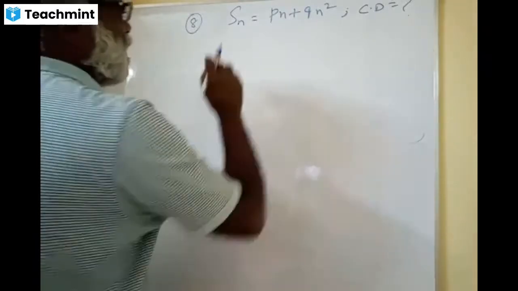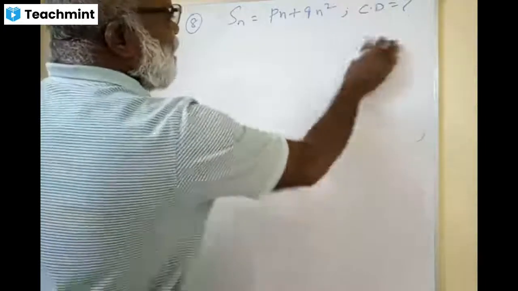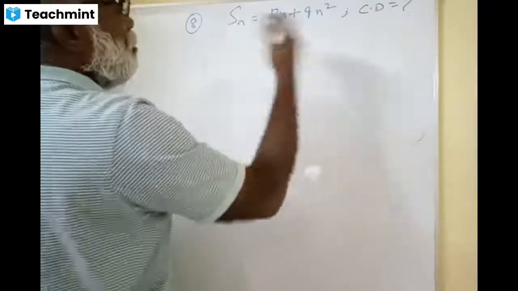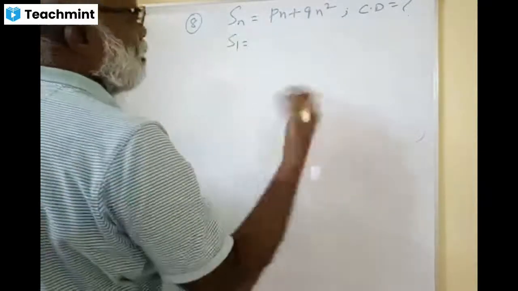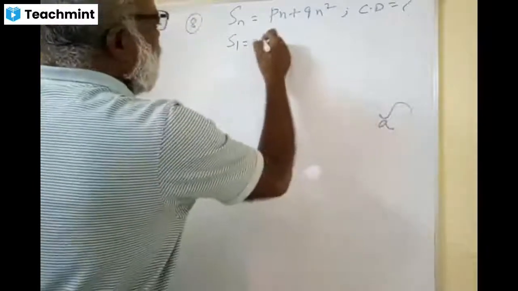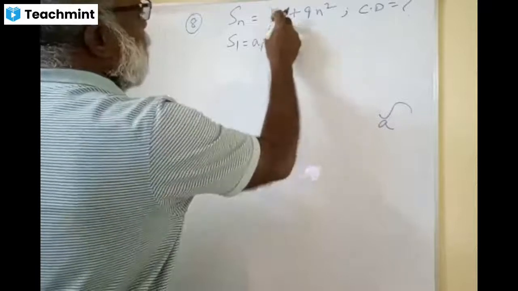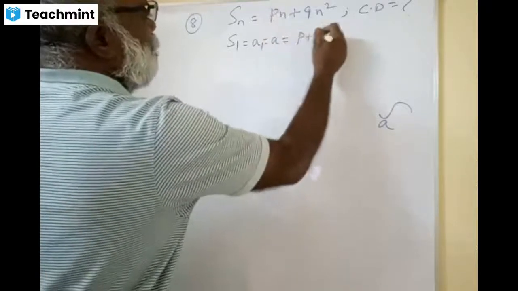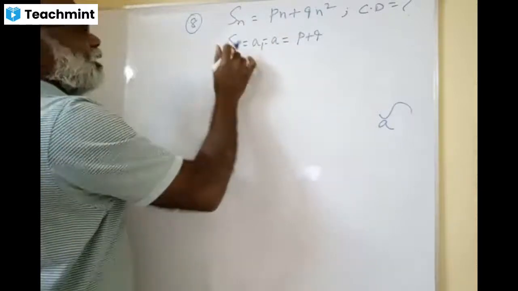Friends, here Sn is given under the arithmetic progression, but they have given Sn. Sn means what? Sum of n terms. If I put S1, sum of one term, that means you are taking only the first term. So S1 equals A, or A1. Put n equal to 1 here and you get P plus Q.